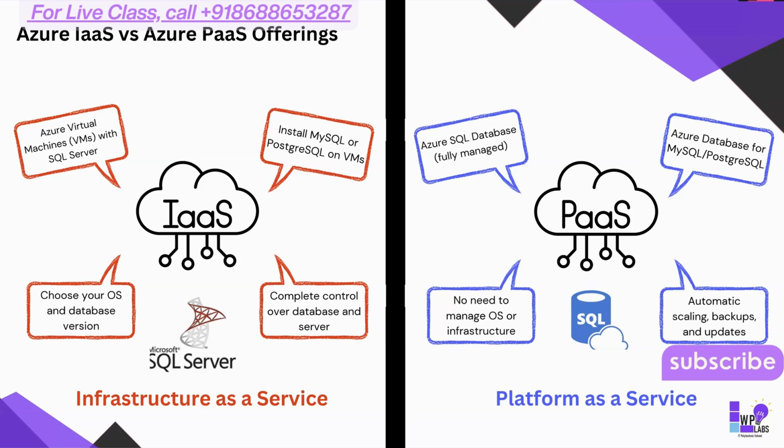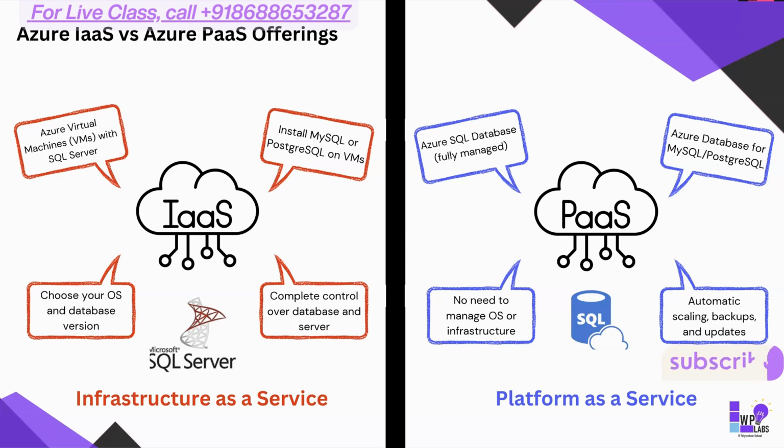On the right hand side, now we'll get into the PaaS, that is platform as a service offerings. We have Azure SQL Database that's fully managed. It's a fully managed relational database, which means that you don't have to worry about managing the database. Azure will take care of this for you. You only need to focus on your database for the application. Then we have Azure Database for MySQL or PostgreSQL. It also offers managed databases, and they're managed all by Azure itself. So you don't need to worry about anything.